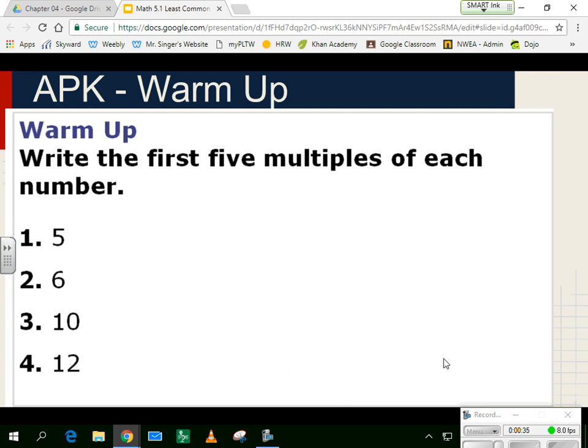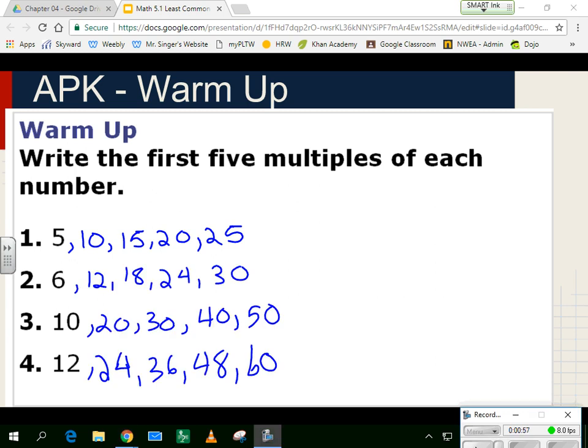So here what I want you to do is find the first 5 multiples of each number. So it shouldn't be too hard. I'll do one for you. It goes 5, then 10, then 15. Yes, you're just counting up. Then 20, and then 25. That would be the first 5. Good luck on 2 through 4.